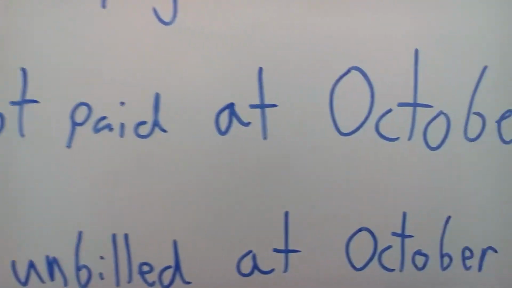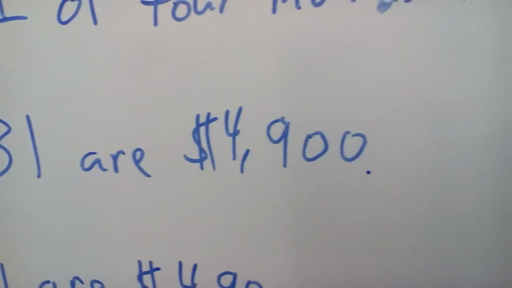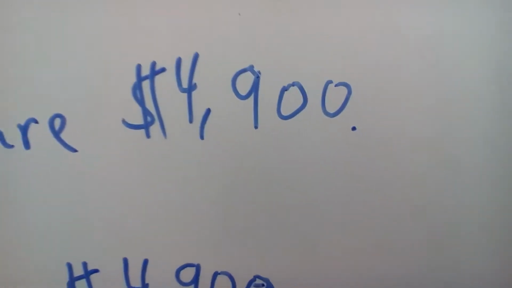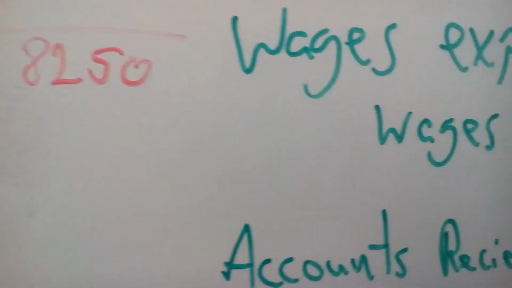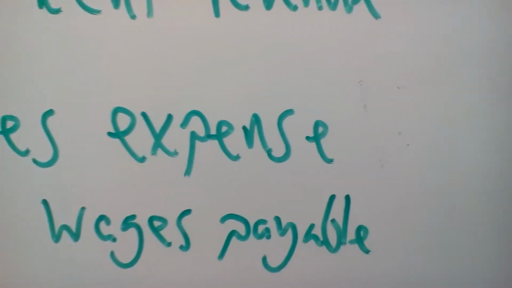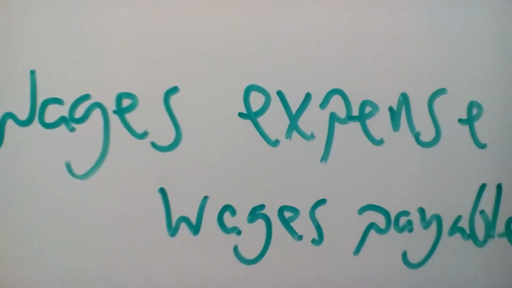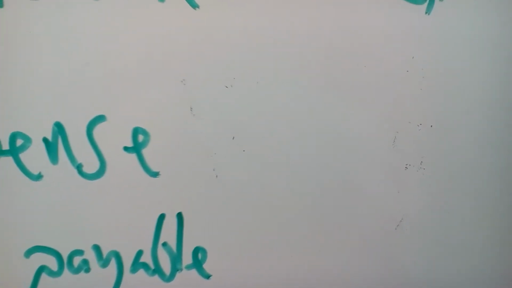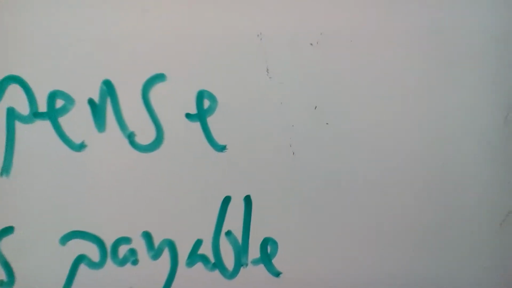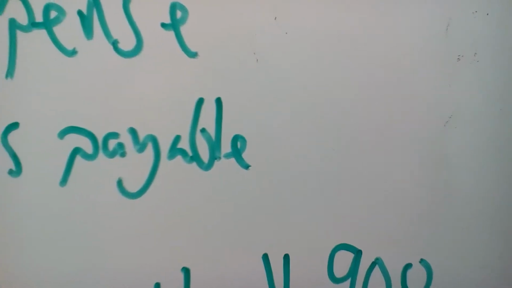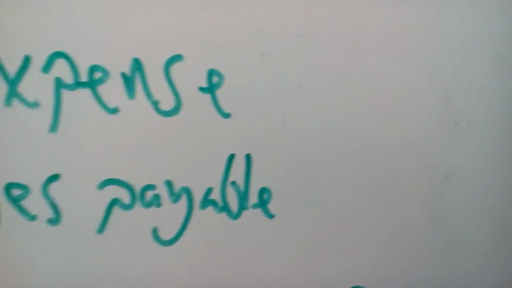Okay, here's C. Wages accrued but not paid at October 31st are 4,990 or 4,900. Here's the entry: wages expense, sorry, yeah, 4,990, we'll just leave it at that. The debit to wages expense would be 4,990, and the wages payable would be 4,990. I just forgot to put them in right there.